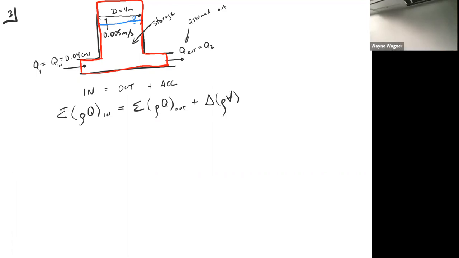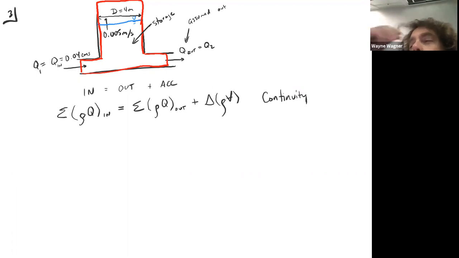Okay, and this is just a general equation that will work. So this is the law of conservation of mass, and in fluids class, we call it continuity. I don't know why they call it continuity. I think conservation of mass, while longer to say, is more, you know, with it.